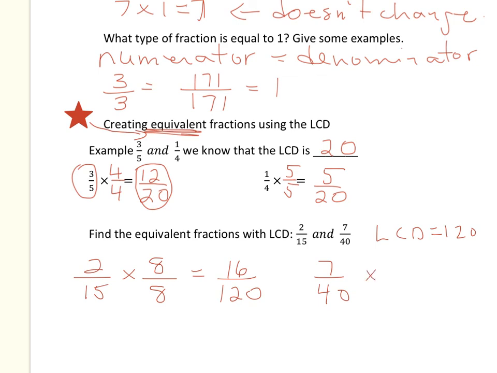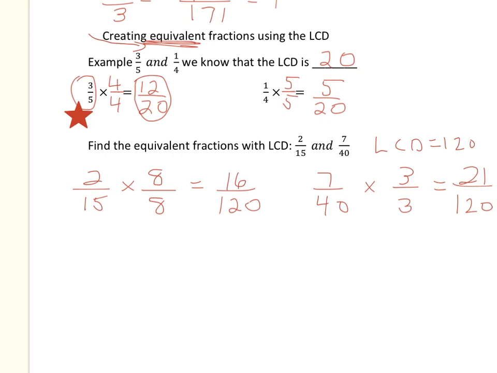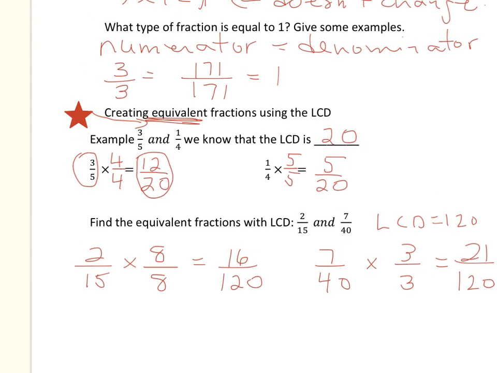And I'm multiplying it by something over something to get something over 120. So 40 times 3 will give me 120. So this fraction becomes 3/3, and I have 21/120. And that is the end of this lesson.